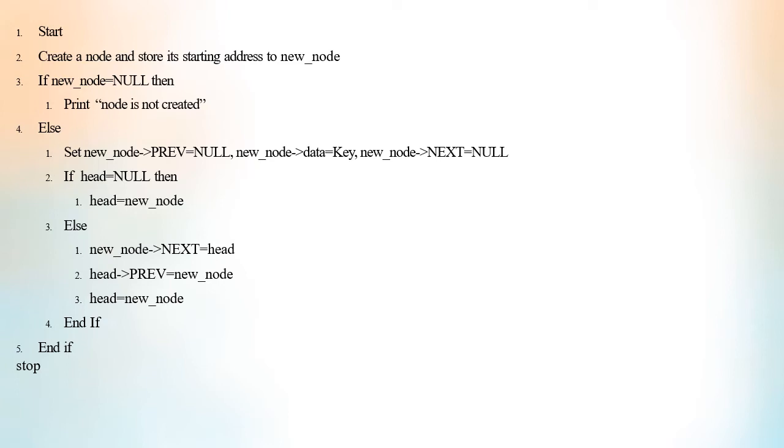Now let us discuss this algorithm using an example. First step is to create a node and return the starting address to a variable new node. So this is the node created. The next step is to give values to the different fields of the new node. The previous field is given value null. The next field is also given value null. And the data part is given the value of the key to be inserted, and in this example, 30.